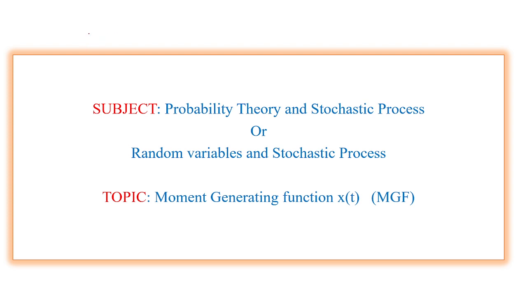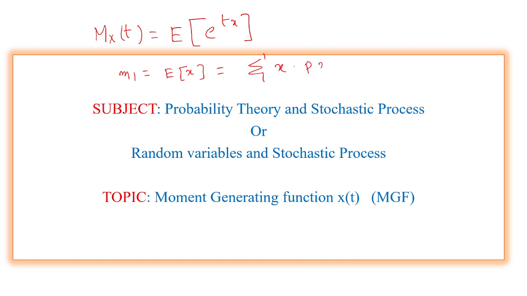MGF is an averaging process in a special case, denoted with M_X(t), which is equal to the expectation of e^(tX). So this is also an averaging process. For example, you have discussed already the first moment m1, or expectation, which is defined as μ_X = Σ x p(x). This is an averaging process, or else the first average.